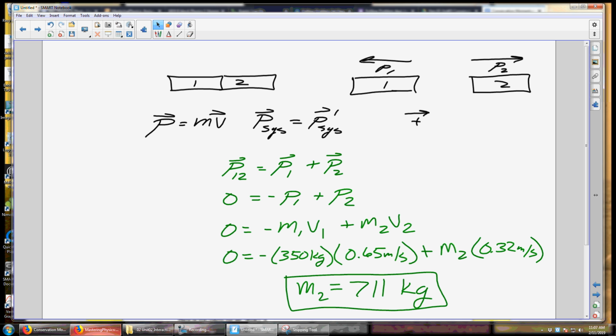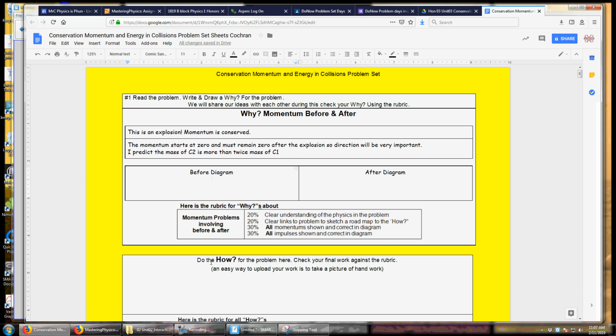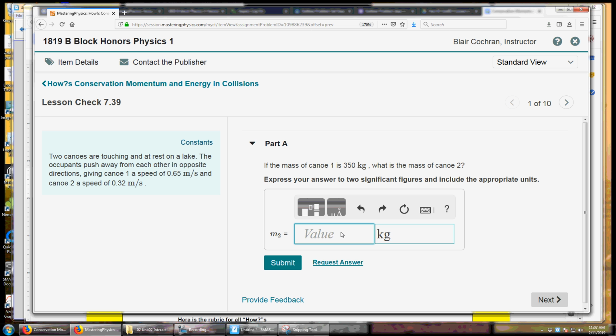And as predicted, a little over twice as much. See if it's right. 2 sig figs.